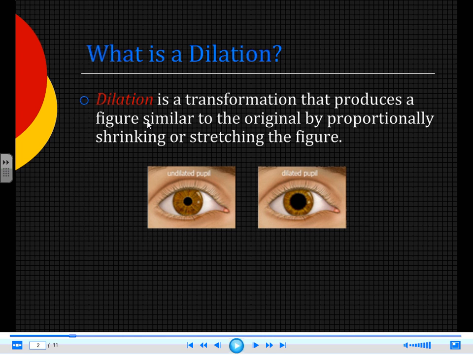Now, typically, if you're familiar with the eye, if the pupil gets smaller and the pupil gets bigger, which one is looking at the light? Undilated has more light, so it's kind of blocking out the sun. Okay? If the pupil is dilated and open up big, it's because there's not enough light, so it's trying to grab as much light as it can.